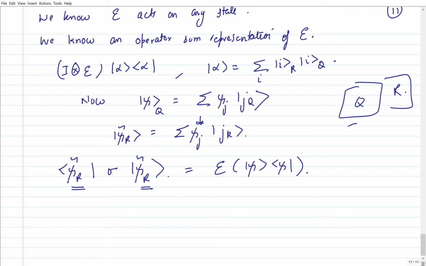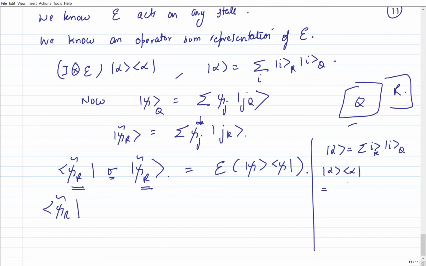So how do we show that? Well, it's quite easy. I have this guy, and what was sigma? Sigma was the quantum operation on the maximally entangled state. So what was the maximally entangled state? If I have alpha to be this guy, then the density matrix would be given by the sum over j index tensored into a similar state on the Q system. This is just the outer product.